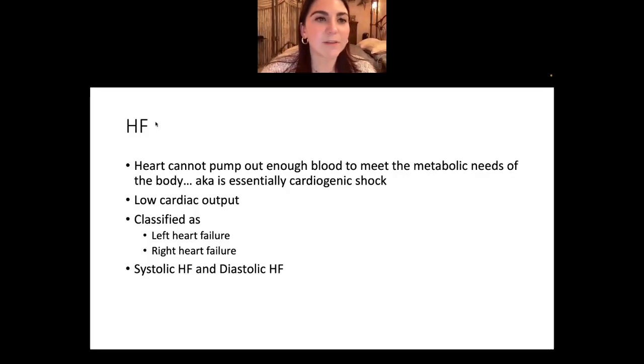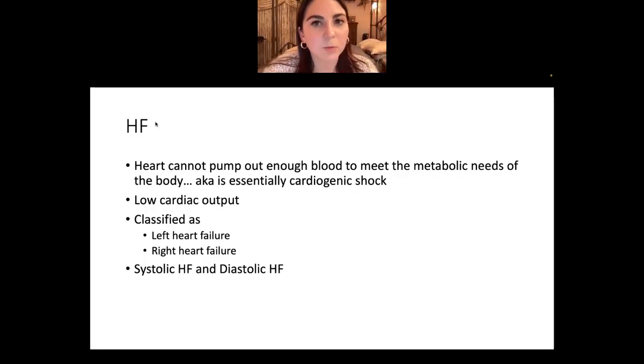Even if it decreases how much it's pumping out by a little bit, if you're not meeting the metabolic needs of the rest of the tissues, the body can go into shock. And that's what we just talked about with cardiogenic shock. Usually heart failure has low cardiac output.